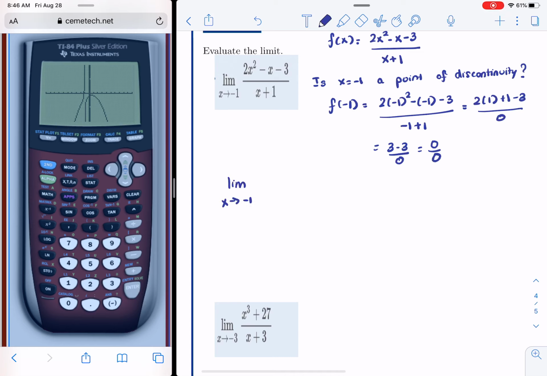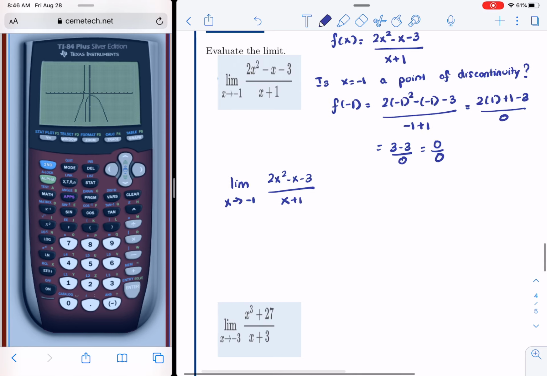First thing to do: is there a way to simplify the expression? That's the first thing that one should think of prior to evaluating a limit. So in the numerator, we have 2x squared minus x minus 3. And could we factor that? I think we should be able to. 2x squared plus 6x minus 5x, or minus 6x, that wouldn't work.